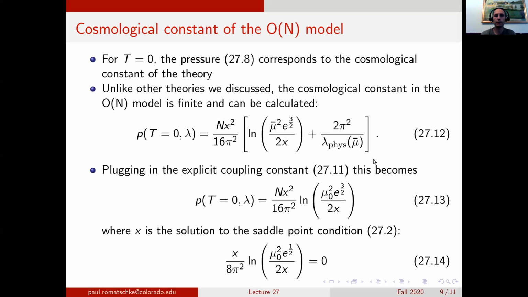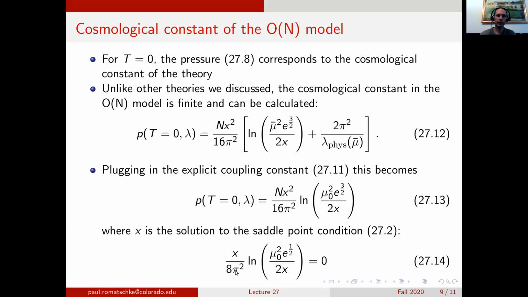And we can plug in the explicit form of the coupling constant, lambda physical of mu bar. Then this expression simplifies, and we get that the zero temperature pressure, the cosmological constant, is just given by this expression here, where x is again the solution to the saddle point condition, which at zero temperature simplifies to the following form.